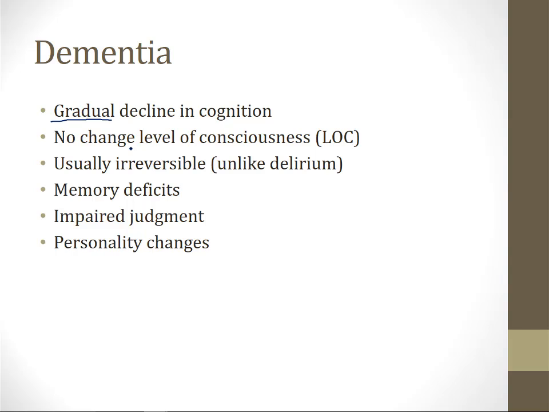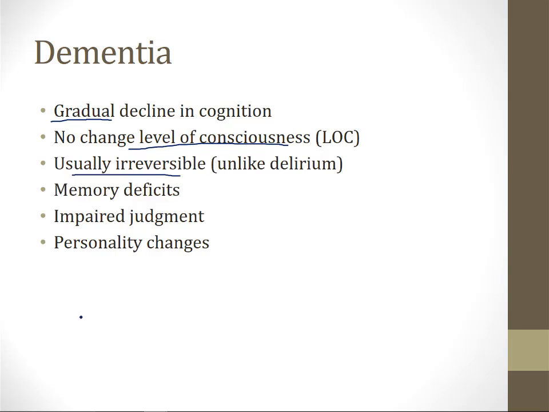In addition, with dementia, there's no change in level of consciousness. Patients who are delirious can sometimes slip in and out of consciousness, but you won't see that in dementia. And also, in contrast to delirium, dementia is usually irreversible. Most of the causes are things like Alzheimer's disease, which don't have treatments and cannot be reversed.